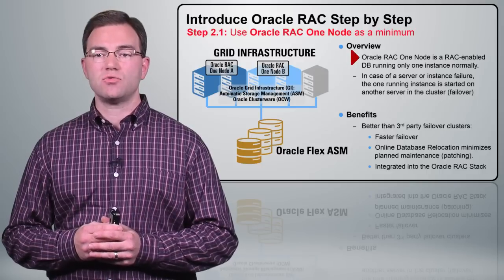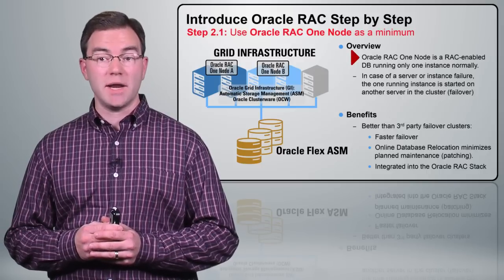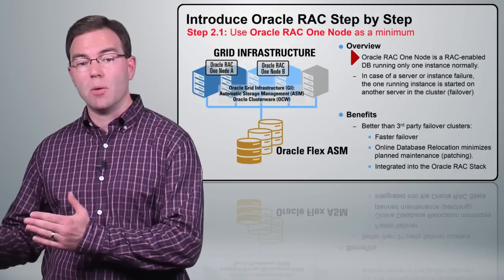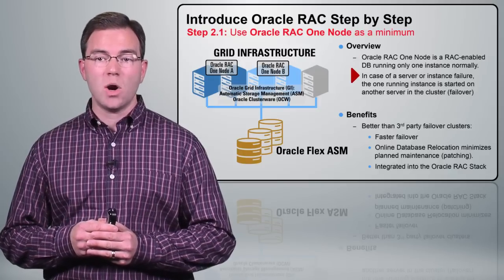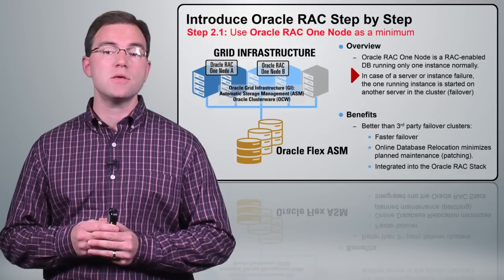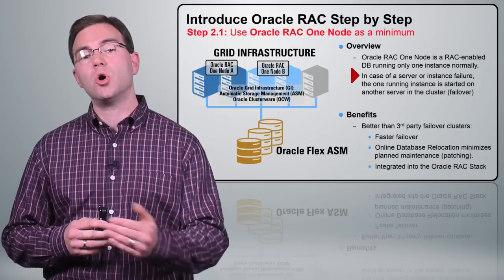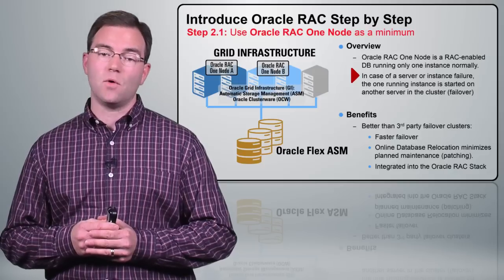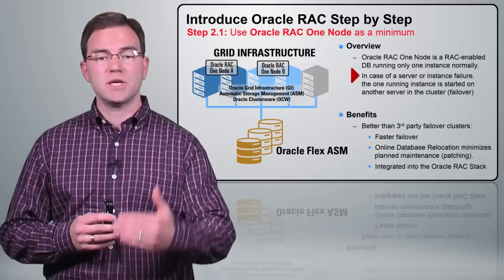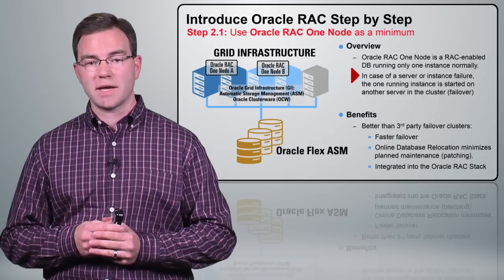Oracle RAC One Node is a RAC-enabled database running only one instance normally, that is, under normal operations. In case of a server or instance failure, the one running instance is started on another server in the cluster, which is called failover. So Oracle RAC One Node is a failover solution for the Oracle database, which is integrated with the Oracle RAC stack.